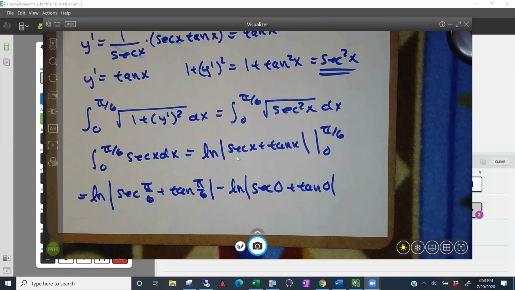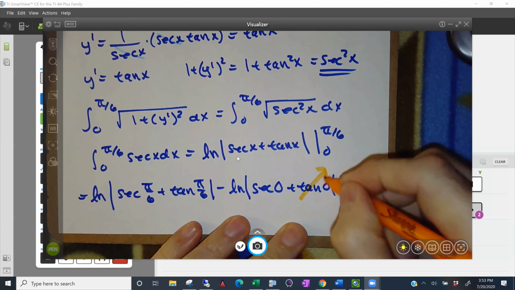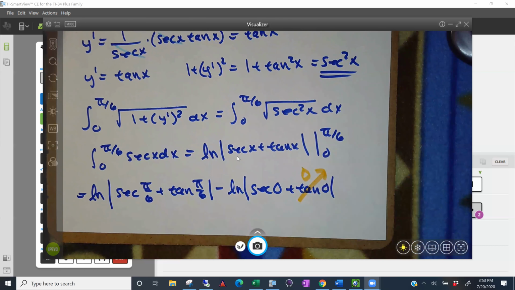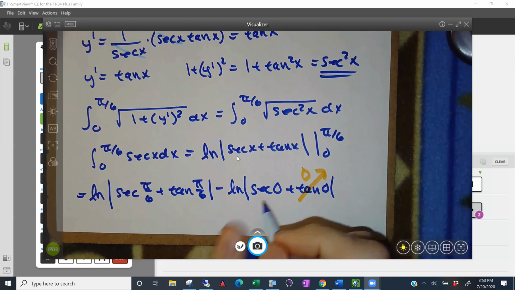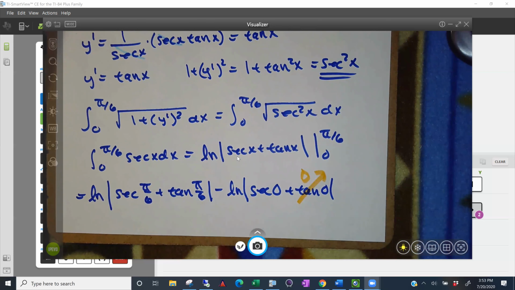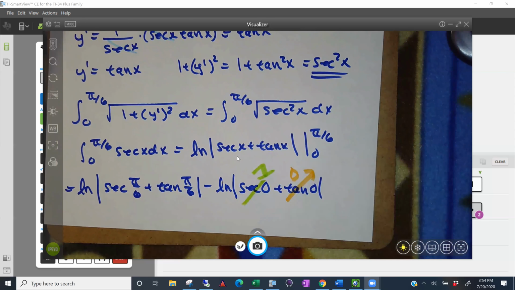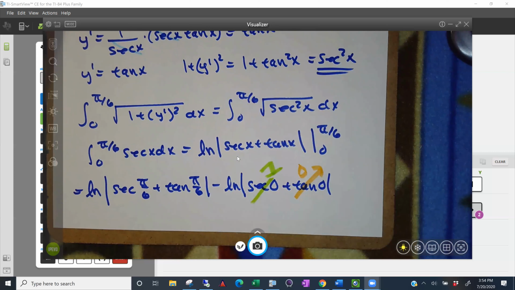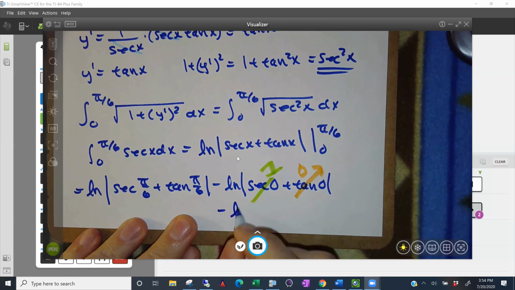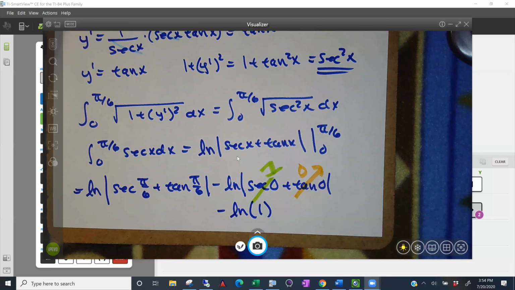We'll do the easy parts first. Tangent of 0 is 0. Secant of 0 is 1. So basically you're going to end up with the minus natural log of 1 from all this.